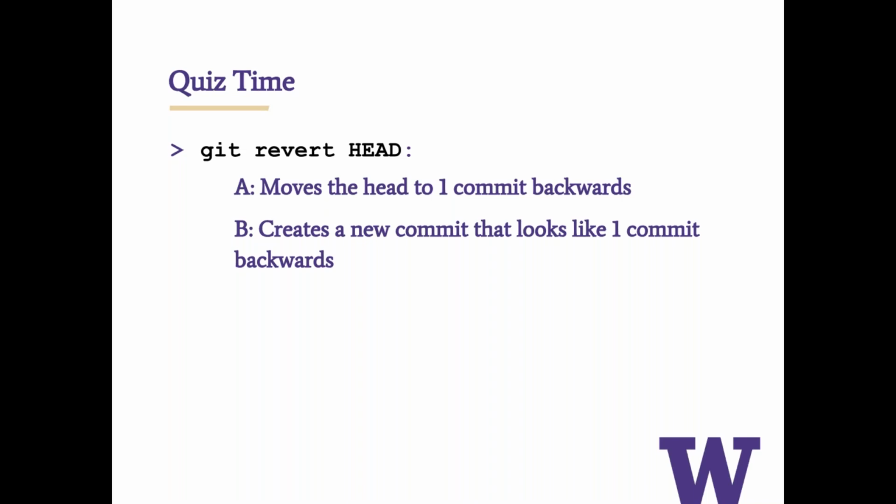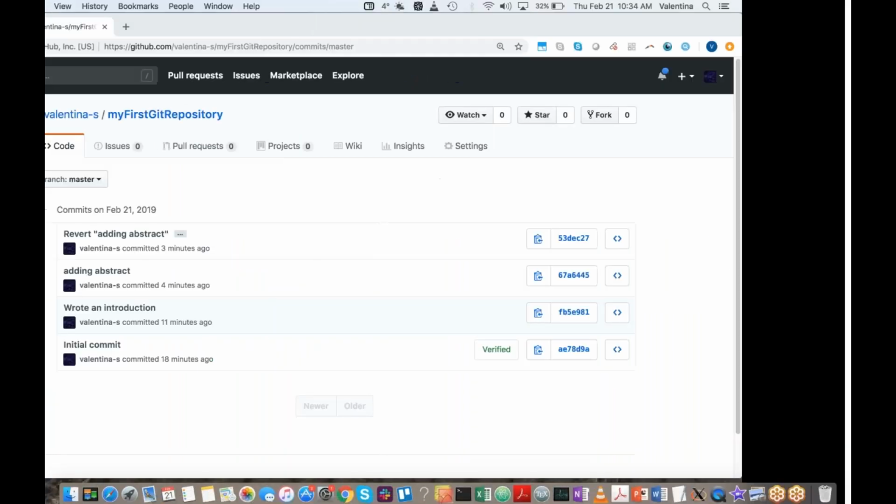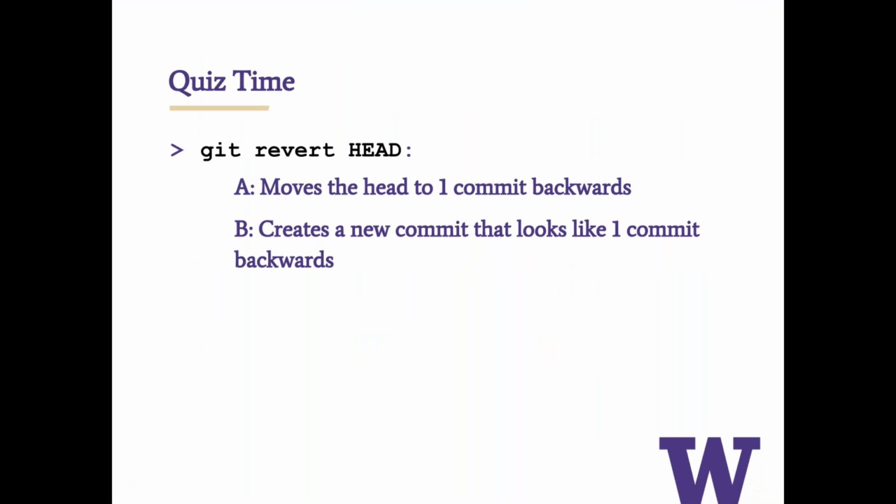So a few of you. How many of you think B is the correct answer? Many more. Okay, I think B wins in this case. So yeah, as we discussed earlier, revert actually doesn't just go backwards, it creates a new commit and moves the head to this new commit. So it's pretty safe. Okay, so let's move on.